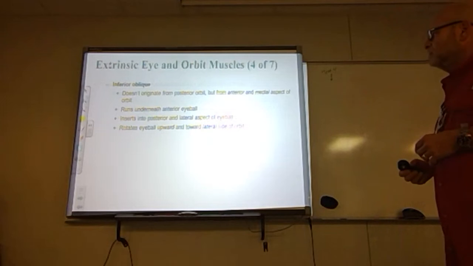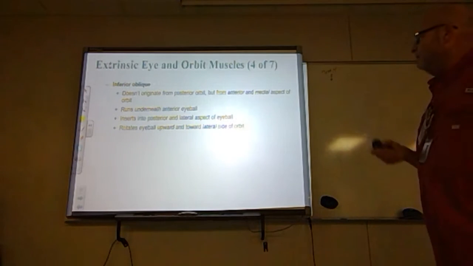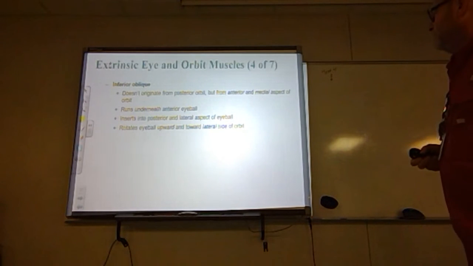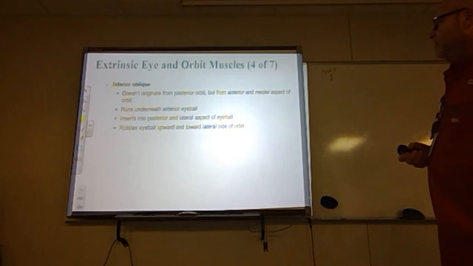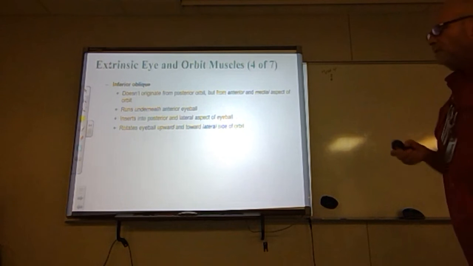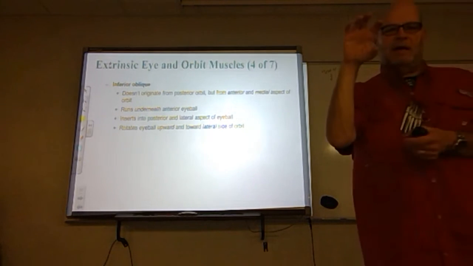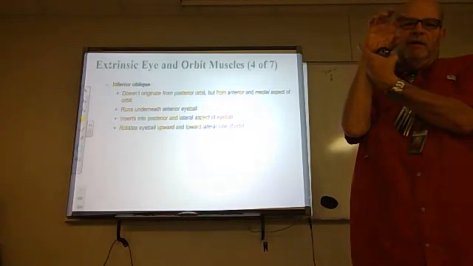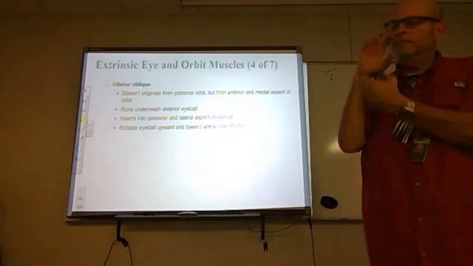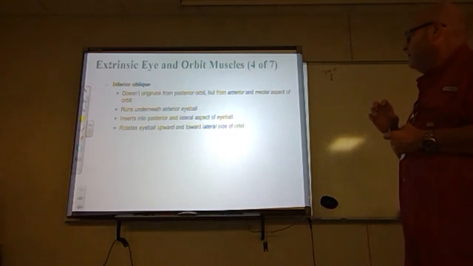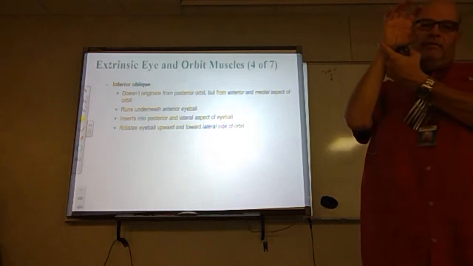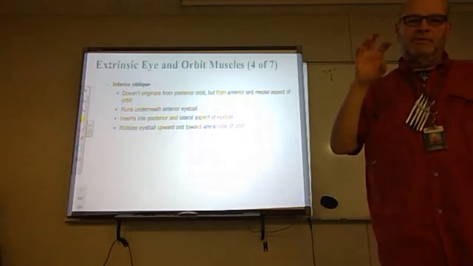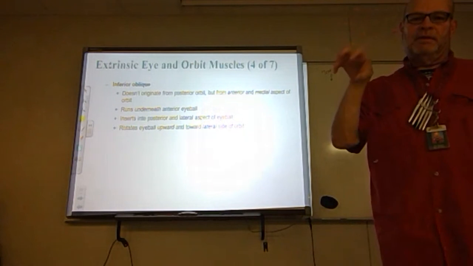The inferior oblique muscle doesn't originate from the posterior orbit, but from the anterior and medial aspect of the orbit. It runs underneath the eyeball and inserts in the posterior and lateral aspect of the eyeball. So here's my eyeball. It's going to run over here and attach over here, and it's going to rotate the eyeball upward and outward, up and out. You've got one going up and out, one going down and out.